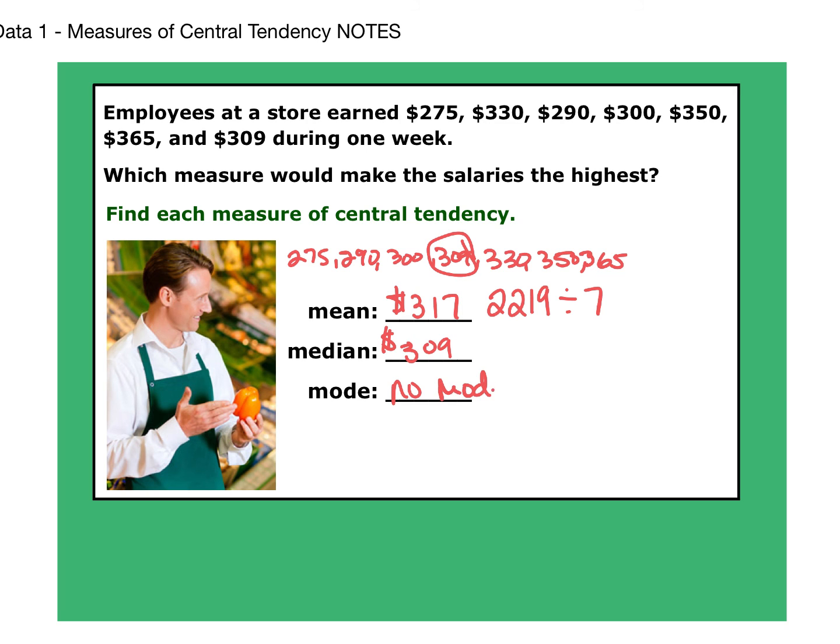Okay, so which one of these, it says, would make the salaries the highest? Well, the mean. Okay, the mean would make the salary seem the highest. Why would we want to advertise that we have high salaries? Well, maybe we're trying to attract employees and say, hey, come work for us. We pay really well. Our average salary is $317. So that would be a reason why we'd want to use the mean and not the median. We want people to think we pay a lot of money, that it's a good place to work.